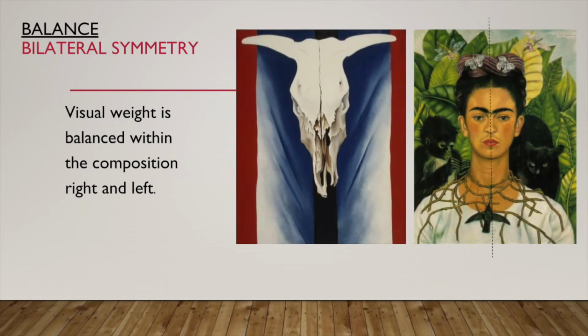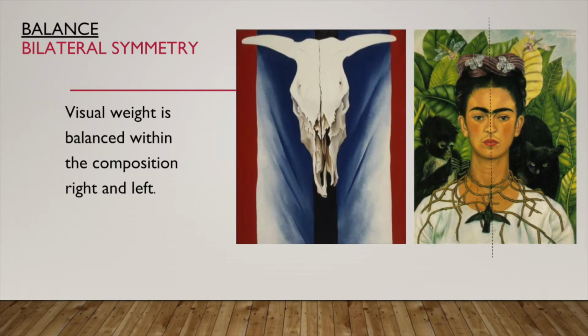The first vocabulary word that we use to describe balance is bilateral symmetry. So bilateral symmetry is just a fancy way of saying that if we split something in half, it's going to be the same or pretty close to the same on both sides.